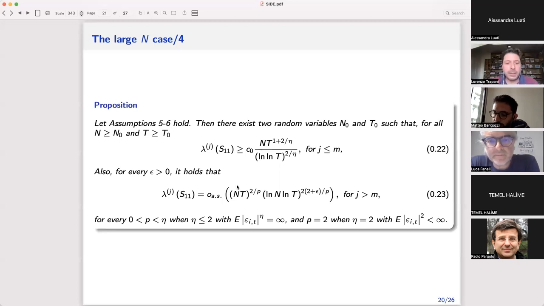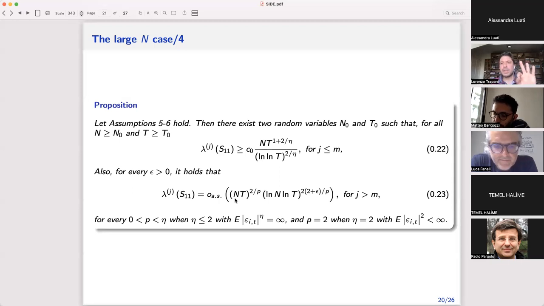On the other hand, the other eigenvalues, the smaller ones, are bounded by nt to the power of 2 over eta. The role of t is the same as before. Whether n is finite or infinite, t doesn't care. N enters equations 22 and 23 in very different disguise. In the former case, it's n to the power of 1. In the latter case, it's n to the power of 2 over eta.